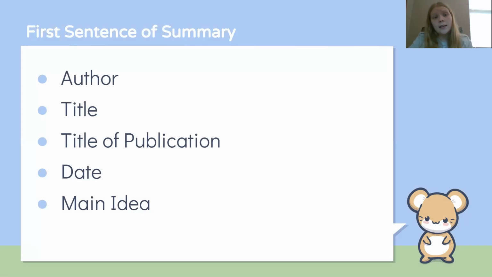The first sentence of your summary paragraph has kind of a specific purpose. You need to be including all of this information that's on the screen. The good thing is you already have most of this information in your citation, so you should just be able to look at your citation and pull that information. You need to have the author, the title of the publication.